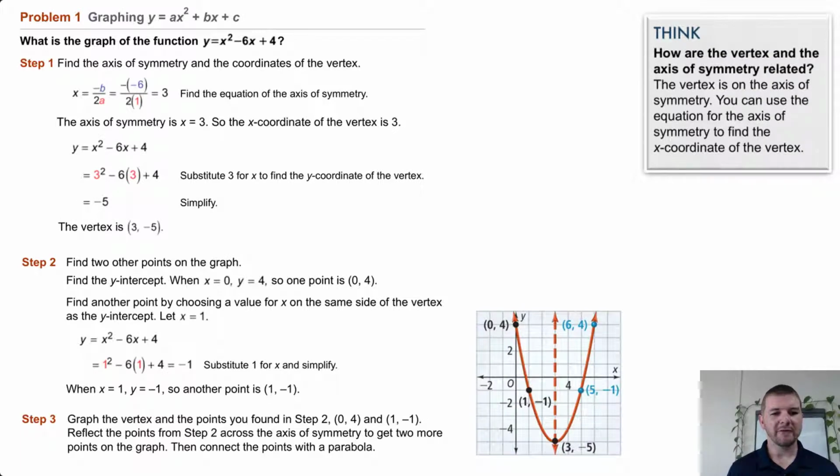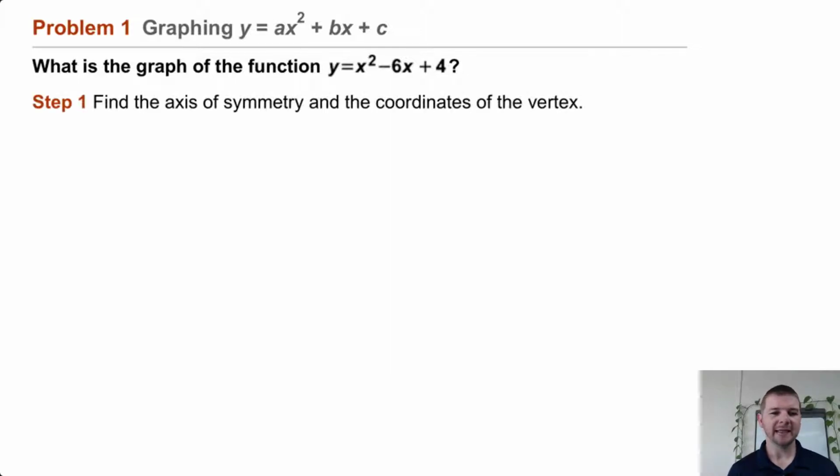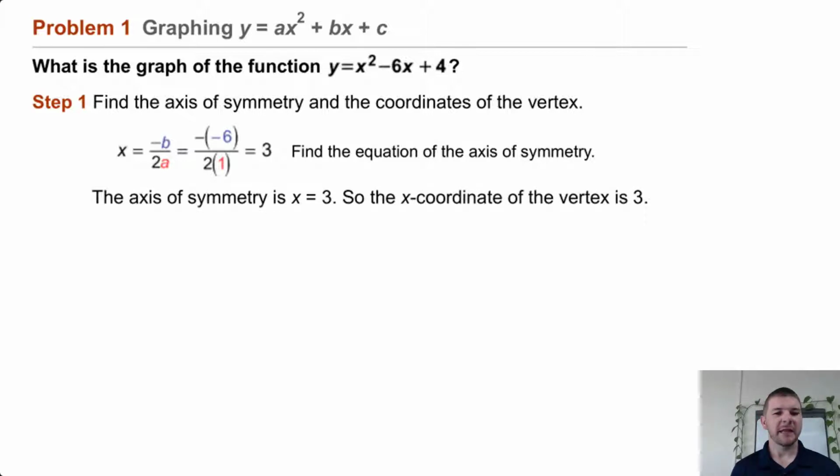Problem 1. Graphing y equals ax squared plus bx plus c. What is the graph of the function y equals x squared minus 6x plus 4? Step 1. Find the axis of symmetry and the coordinates of the vertex. As we know, the equation of the axis of symmetry is x equals negative b over 2a. In this case, that's negative of negative 6 over 2 times 1, and that's 3. The axis of symmetry is the line x equals 3. So the x-coordinate of the vertex is 3.